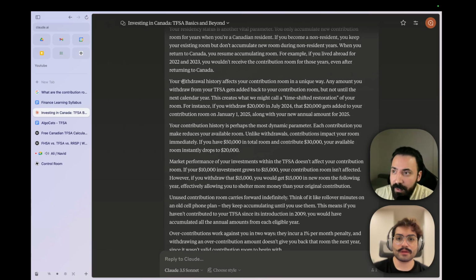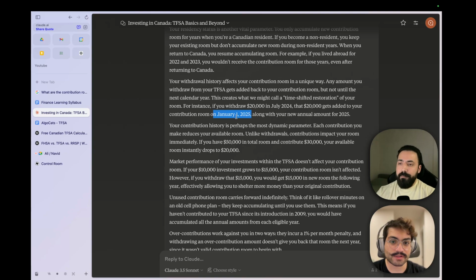Okay, sounds good. So your withdrawal history also affects it. Any amount you withdraw from your TFSA gets added back to your contribution room, but not until the next calendar year. And we discussed this last time. This creates what we might call a time-shifted restoration of your room. For instance, if you withdraw 20K in July 2024, that 20K gets added to your contribution room next year on January 1st.